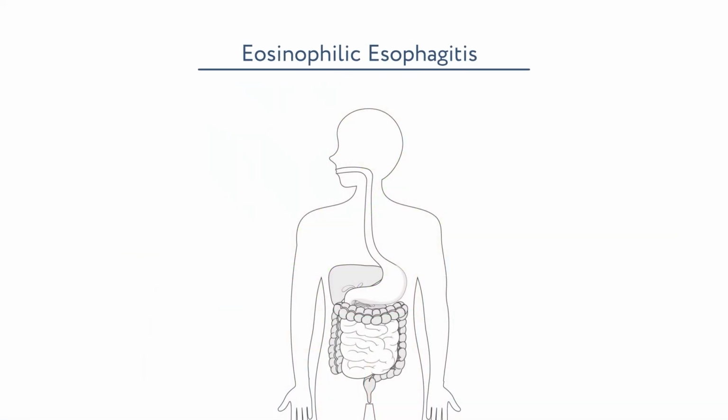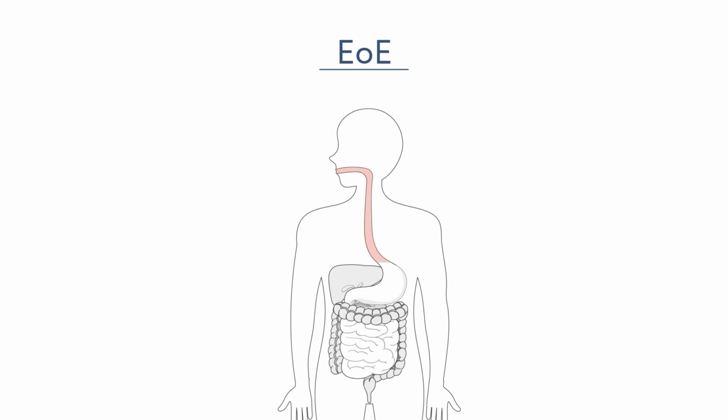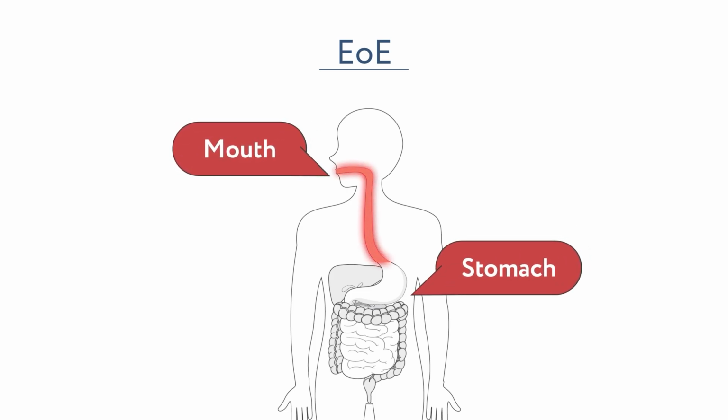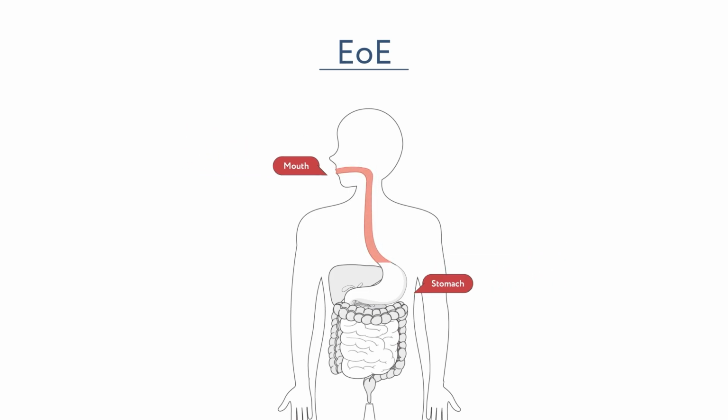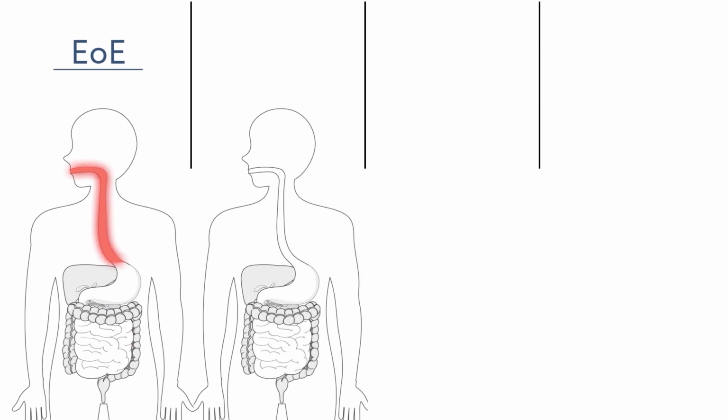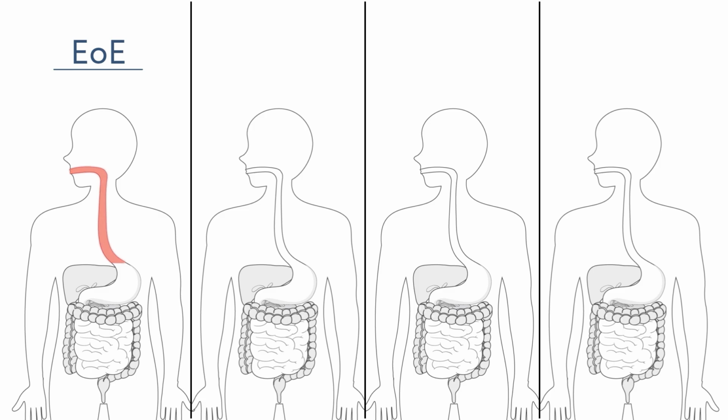Eosinophilic esophagitis, or EoE for short, affects the function of the esophagus, the tube that connects the mouth and stomach. It is the most common EGID. However, there are other eosinophilic conditions that affect the gastrointestinal tract. These conditions are named for the organ of the body where excess eosinophils are found.